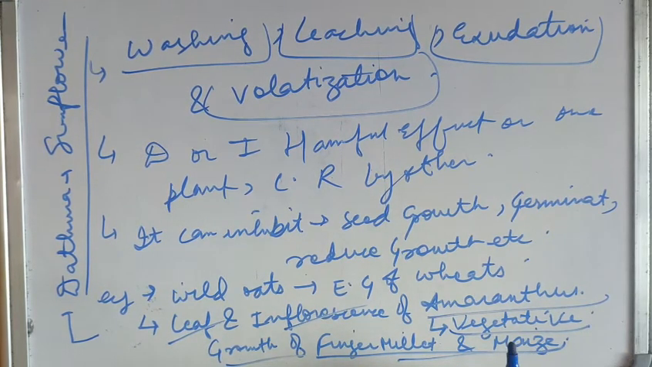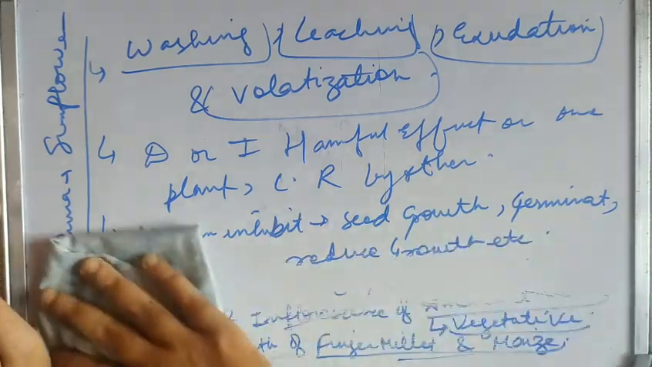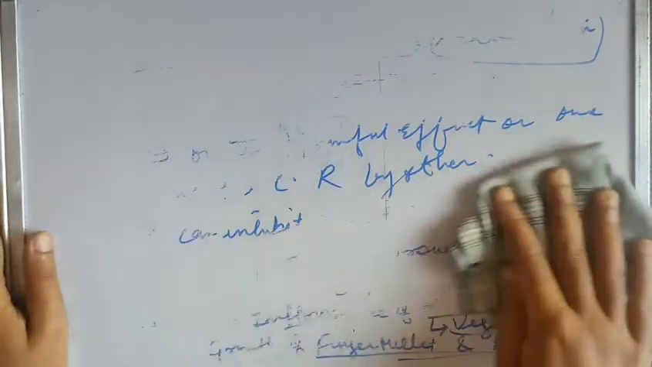Direct or indirect harmful effect on other plants by one plant through release of chemical compounds, phytochemicals, inhibitors. So these things affect the growth, germination, etc. of other plants, and these are some examples of allelopathic effects. Hope you all understand what allelopathy is.